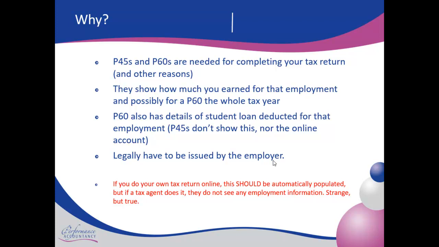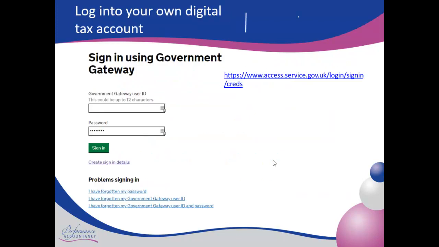So, what do we want to do? Well, we want to log into your digital tax account, and this will be your personal tax account. So if you have a setup that automatically goes to the business tax account, stroll down to the bottom and you'll be able to go to the personal tax account. Here's the access code here. This is the URL you can use. Input your government gateway ID, which is 12 digits long, input the password and click sign in.